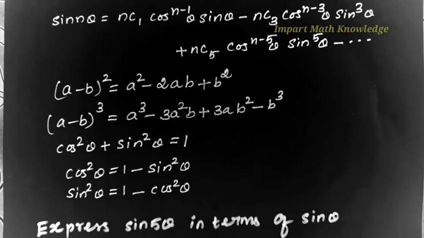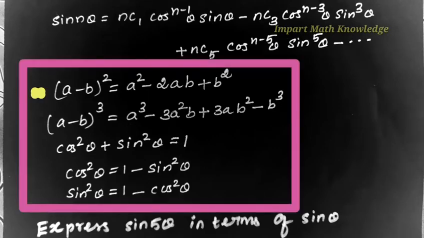For these kinds of problems, we must know some basic formulas. That is, (a − b)² is a² − 2ab + b², (a − b)³ is a³ − 3a²b + 3ab² − b³. cos²θ + sin²θ is 1. From that we can write cos²θ is equal to 1 − sin²θ, and sin²θ is equal to 1 − cos²θ.